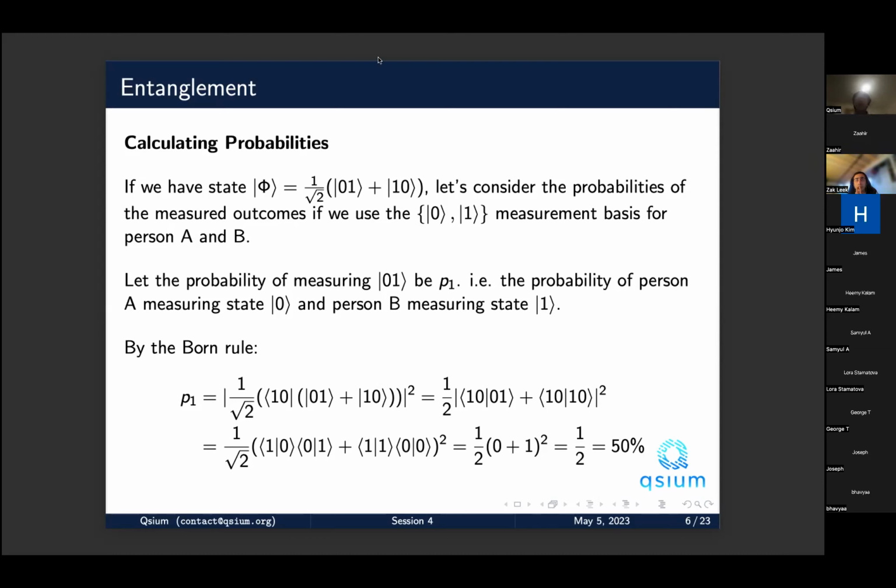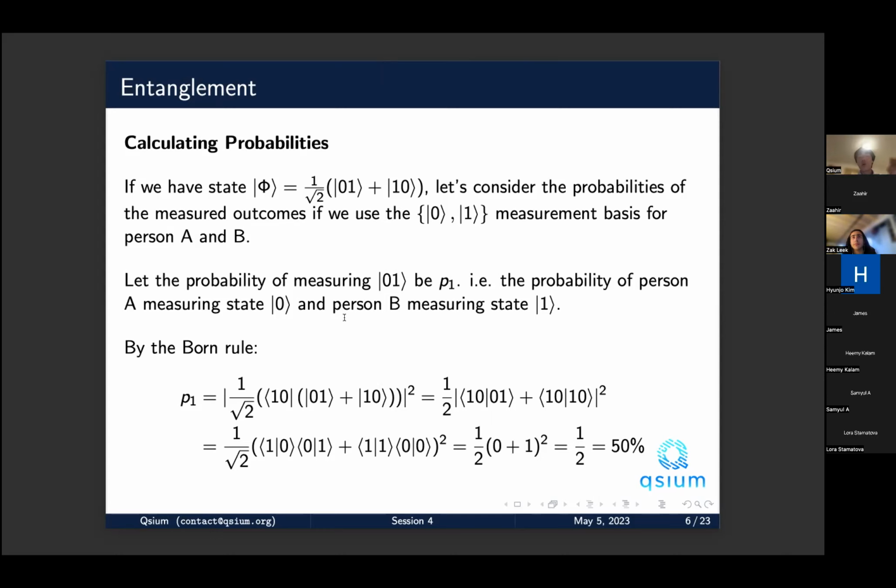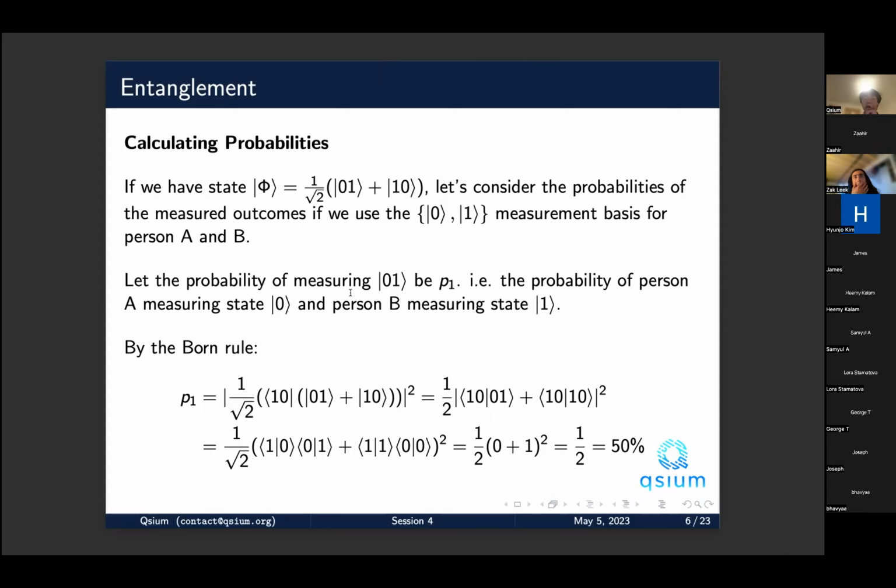If you did some of the problem sets, you might have encountered bracket notation having the plus inside. That's called the diagonal basis, but here we are using the computational measurement basis. So if we let the probability of measuring ket 0, 1 be P1, by the Born rule, if we measure the state ket 0, 1 against the Bell state, recalling the Born rule from the last lecture, it simplifies nicely to 50%.